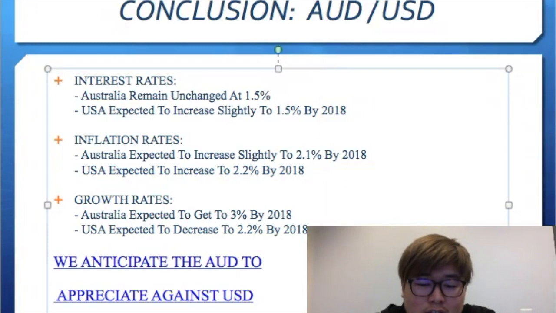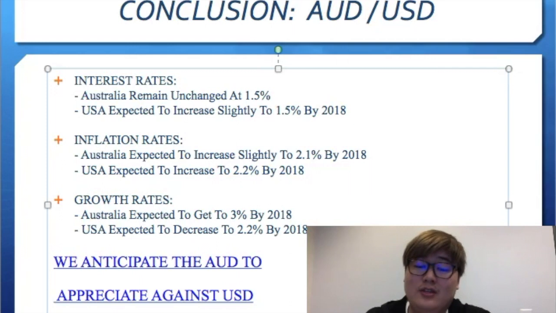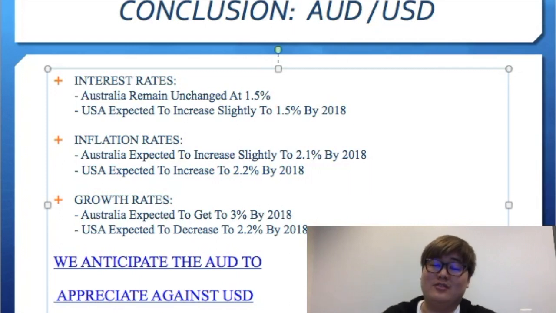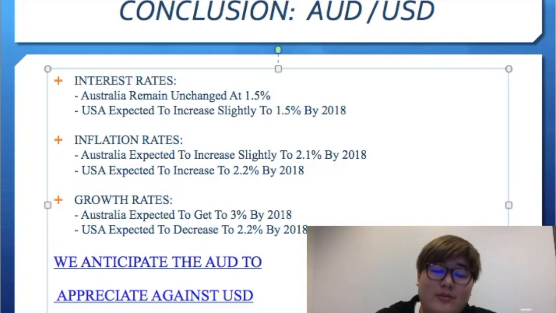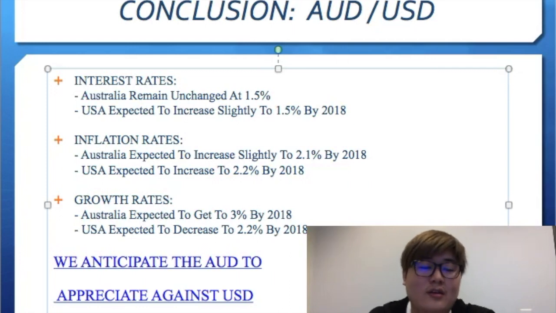With Australia's cash rate to remain unchanged, whilst America's is to increase slightly to 1.5%, the inflation rate of both countries is to increase similarly, but Australia's growth rate is to increase and America's is expected to decrease. We believe that the Australian dollar will appreciate against the US dollar and go into the region of $1 Australian dollar fetching 0.83 US dollars by 2018.